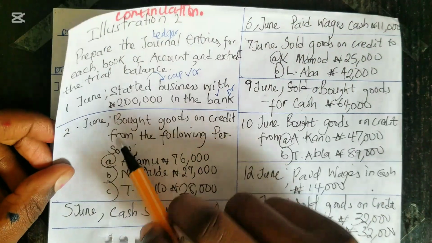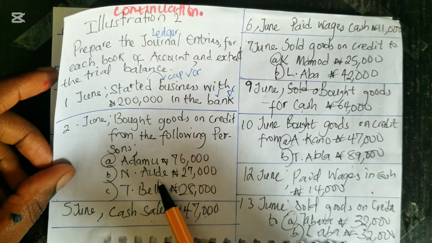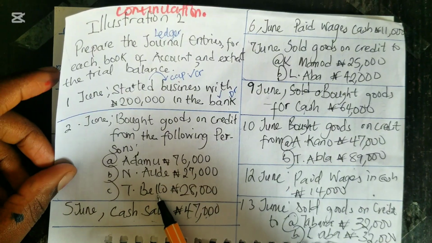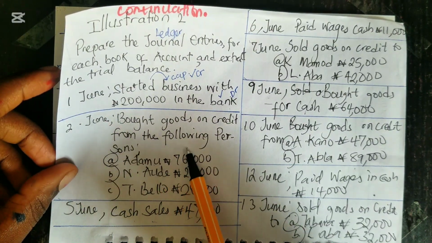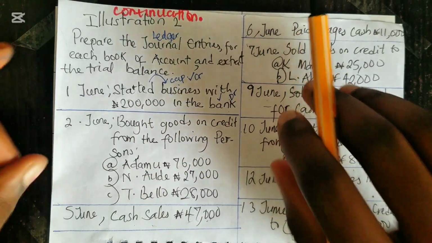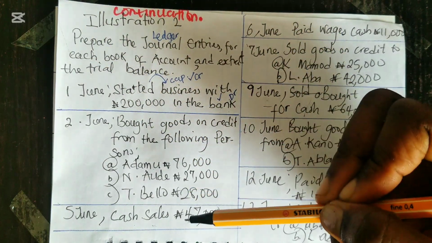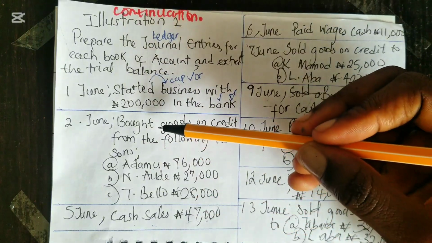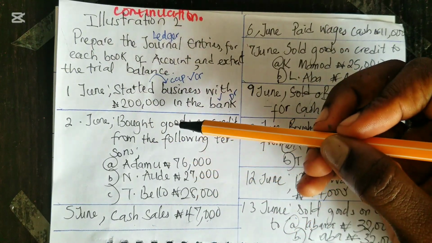He said June 2nd, bought goods on credit from the following persons: Adamu, Audu, and Bello. So now the following accounts are going to be prepared: Adamu's account, Audu's account, and Bello's account. Since we are buying goods from them, who is giving us the goods? Adamu is giving us the goods, right?